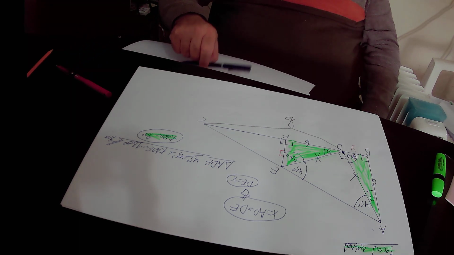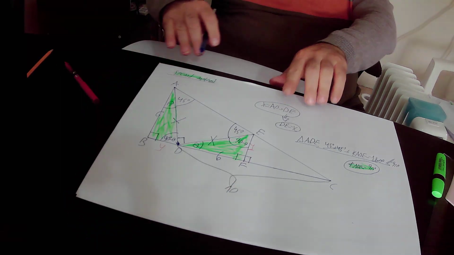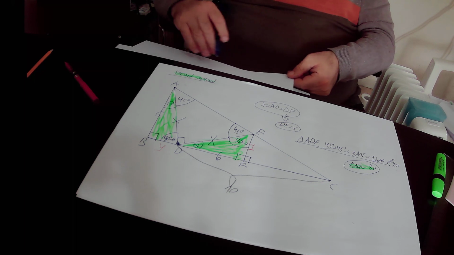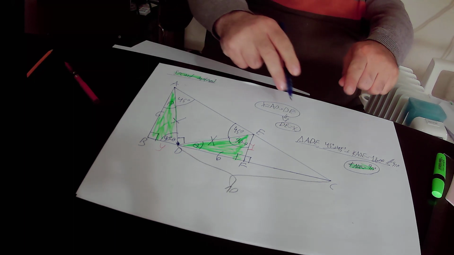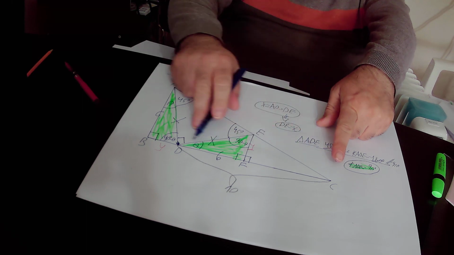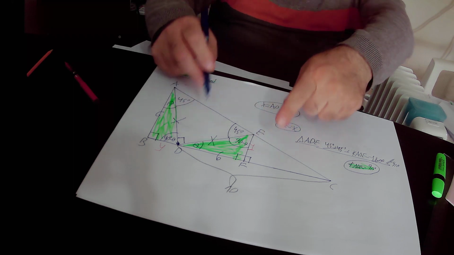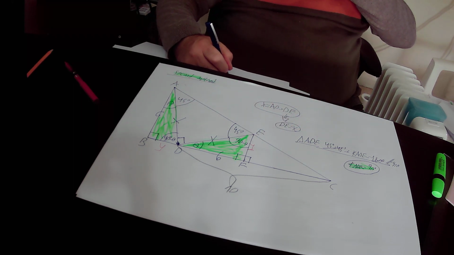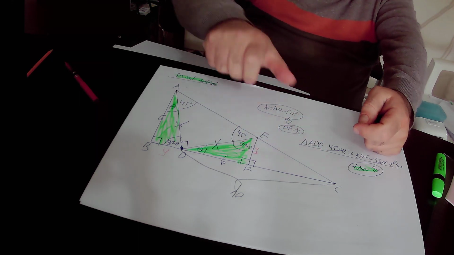What is the value of FC? The value of line segment FC, it is very easy to see from the drawing, is actually equal to DC minus DF. I repeat again, DC minus DF equals FC.